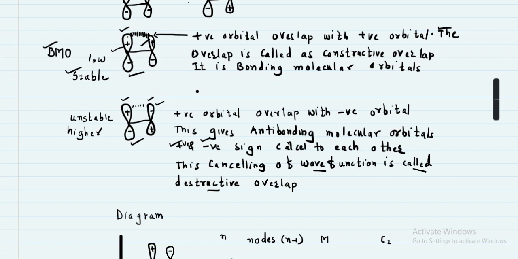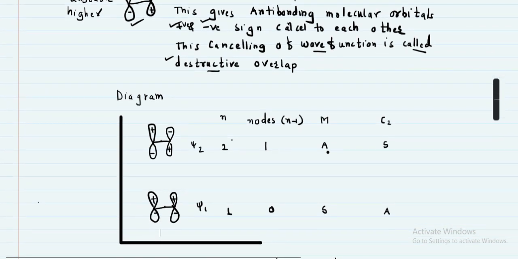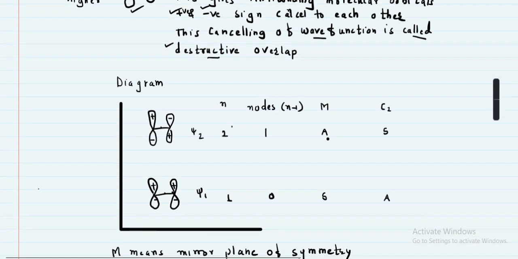Positive overlapping is possible, and that is called the bonding molecular orbital. But positive-negative or negative-positive bonding is not possible, and therefore it is called destructive overlapping. This is a cancelling of wave function, and the positive and negative signs cancel each other. Then we will draw the diagram, called the molecular pi orbital diagram of the ethylene molecule, on this coordinate, that is the energy coordinate.